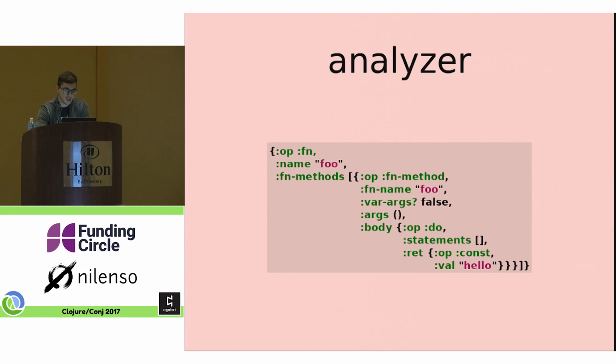And so this is what the AST looks like for that same expression that I've shown you before. If you've ever looked at tools.analyzer or the ClojureScript compiler, you're going to see that the AST format is exactly the same. And this is going to be important later.